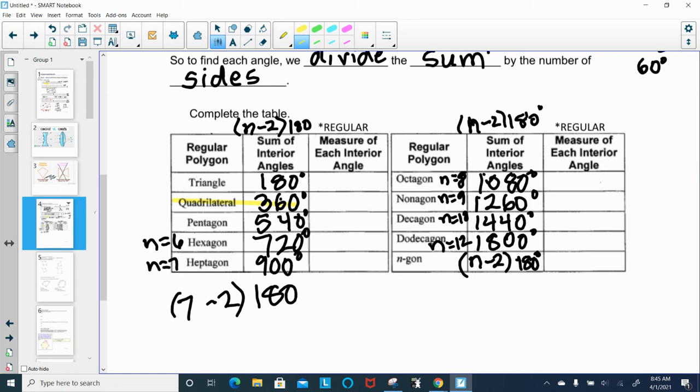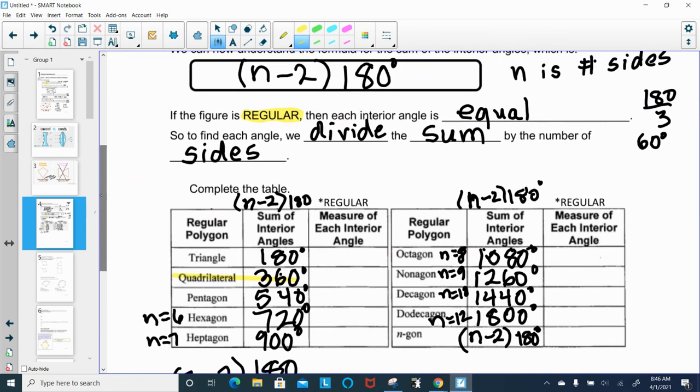Okay. Now, how do we find the regular ones? Well, I'm going to show you one, and then I'm going to ask you to pause the video again. So what you do is exactly what I did here. You take the sum right here, and you divide it by the number of sides. So for the triangle, I took the 180 and divided it by 3, and I got 60.